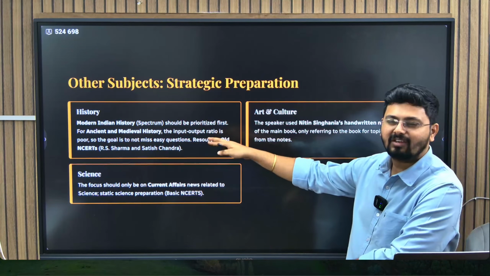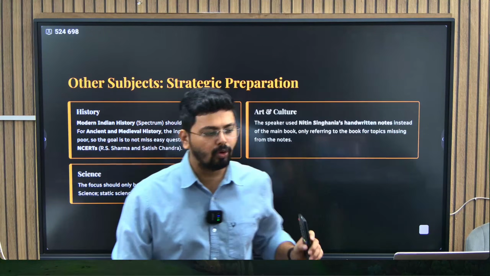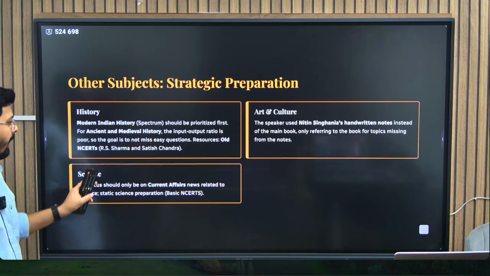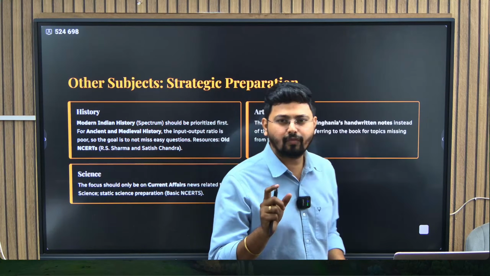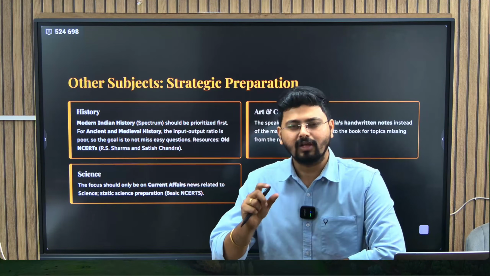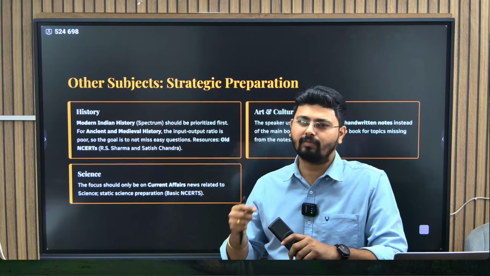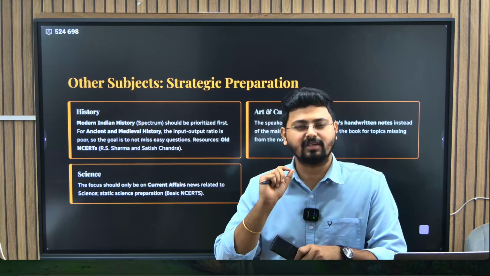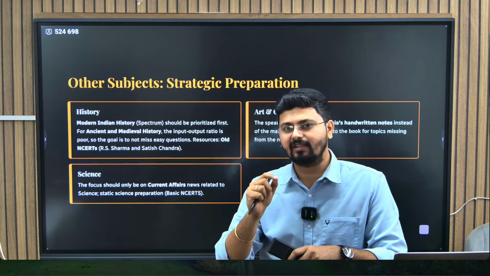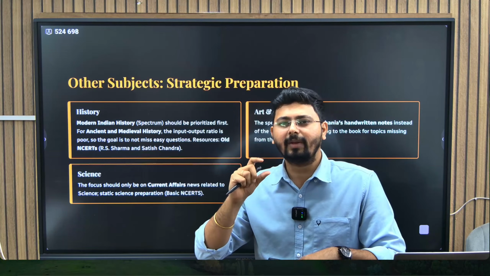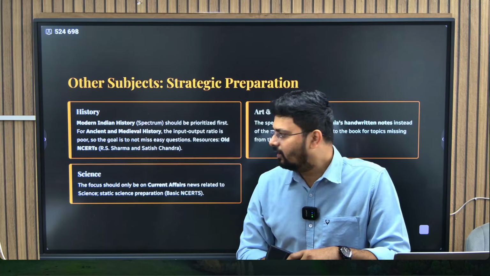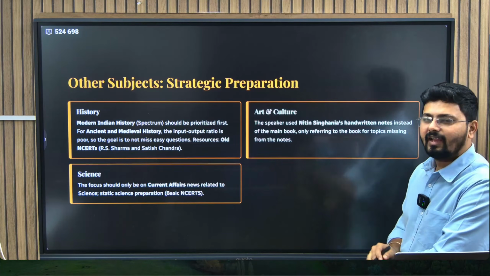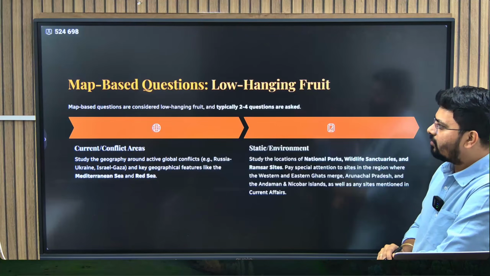And for ancient and medieval history, the old NCERTs are important. And here the weightage is very less in history. That's why focus on low hanging fruits. I'll be giving you the list. You can download it from the link given below. I'll be pasting the link over there. So you can see which are the areas which will take very less time, but will give you very high return. Okay, and then science and tech, it is all about current affairs.